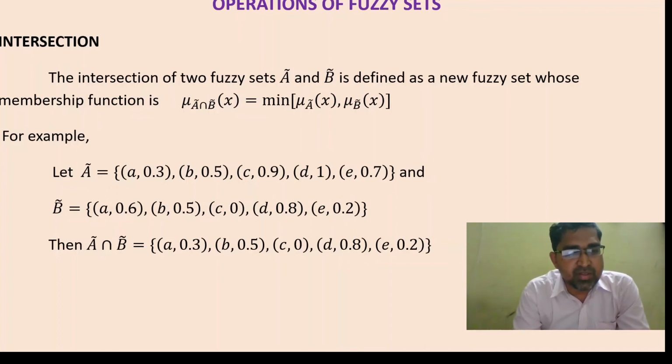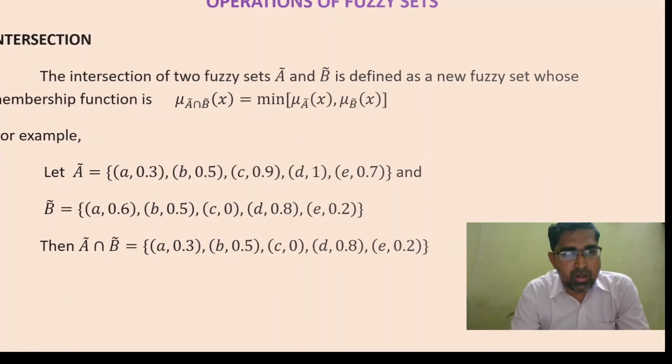See that in this example, for the element a, here 0.3, here 0.6. So what is the minimum? 0.3. Similarly, for the element b, 0.5, 0.5, so the minimum is 0.5. For the element c, here 0.9, here 0, so the minimum is 0. For the element d, here membership value 1, here 0.8, so the minimum is 0.8. For the element e, 0.7, 0.2, so the minimum is 0.2. In that way, we can find the intersection of two fuzzy sets.